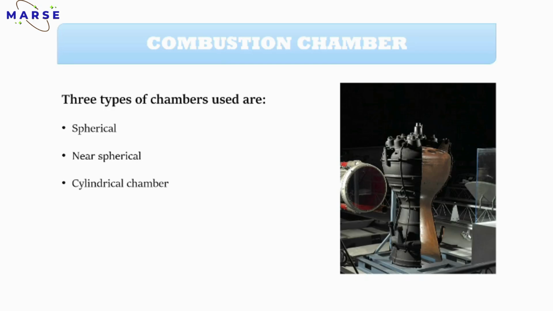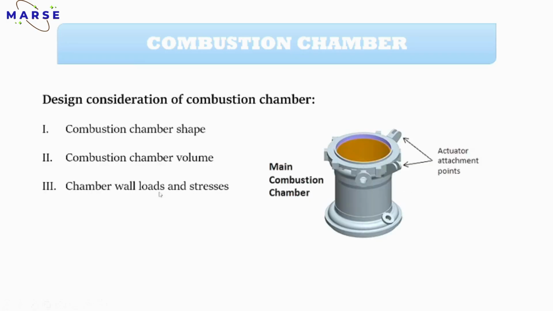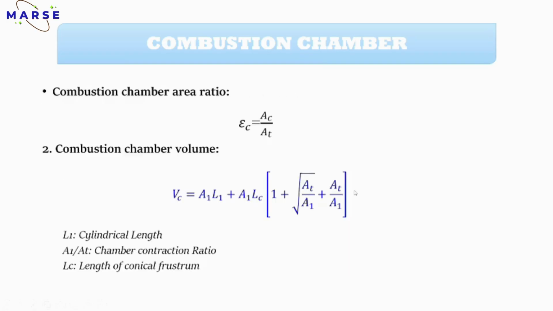Next one is near spherical. You can see the picture, so this is like a near spherical. Next one is a cylindrical chamber. Cylindrical chamber means like this. It has only a cylindrical chamber. Got it? Okay. Then next, these are some parameters.